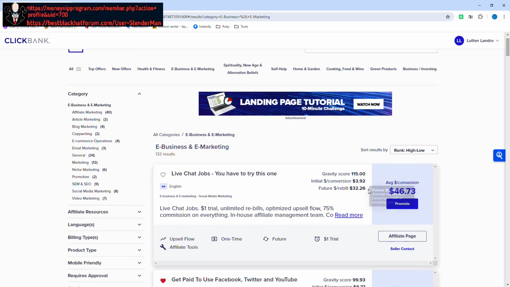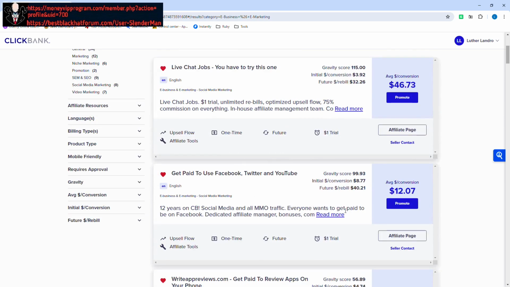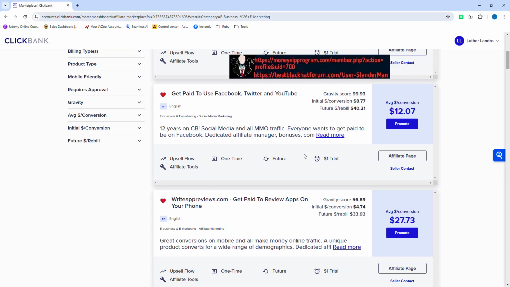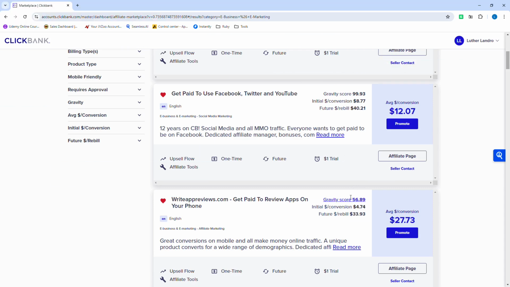So this particular offer does pretty well. There's a lot of affiliates making money on it. In fact, let me save this one. Live chat jobs. Get paid to use Facebook and Twitter. Okay, that's doing okay. Decent amount of affiliates. There's another service we're going to cover called CB Graph that is going to give you a little bit more data, give you an idea as to what the offer is doing over time.